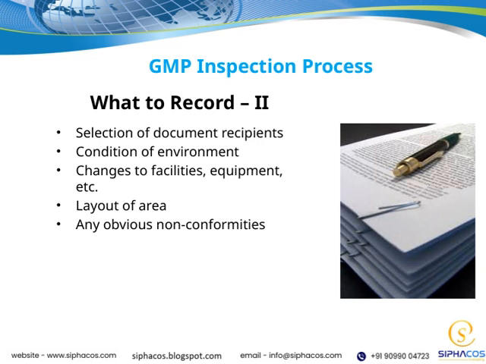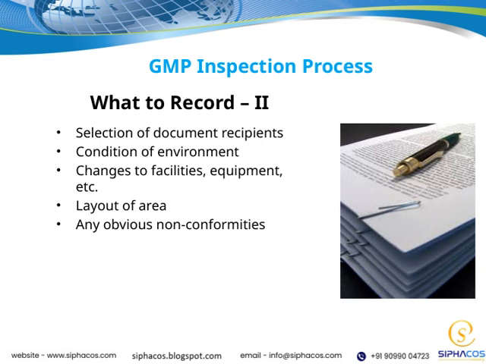Then, we should record any changes to facilities, equipment, or other infrastructure. These updates can impact the production process and need proper documentation. The layout of the area is also key. Understanding how everything is arranged can reveal potential issues or areas for improvement. Additionally, look out for any obvious nonconformities. These are deviations from established standards that need to be addressed promptly.